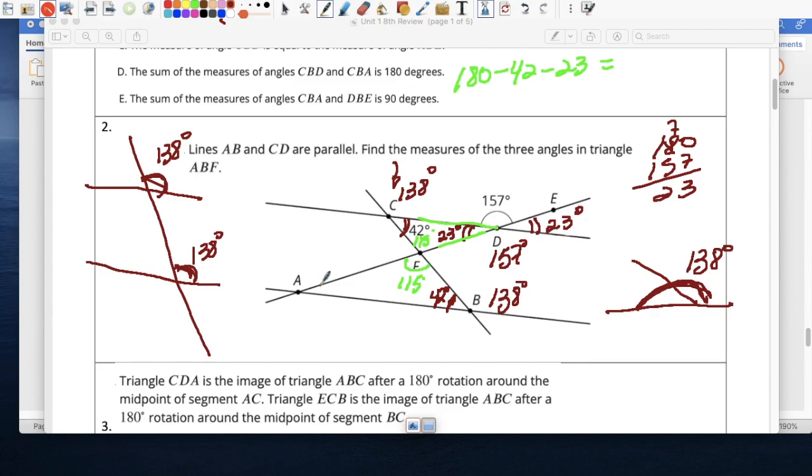Now we have this angle here. Can you find that angle? Well, it's a triangle. So again, 180 minus 115 minus 42. Look how easy that is. That gives us a whopping 23 degrees. Just in case they ask you, can you find this angle on this side here? This angle would be 23 degrees as well. Okay.